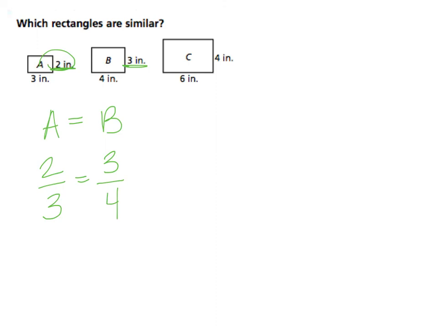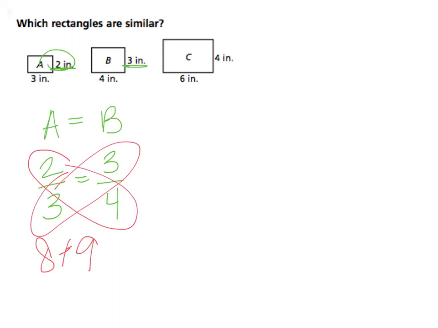Now we've learned 2 ways to find if they are in proportion. You can cross multiply. So we can say that 8 equals 9, which is not true. So we know that this is not in proportion. Or you can see that these are both in simplest form and that they're not equal, so therefore it's not a proportion. So we need to try another one because A and B are not similar.